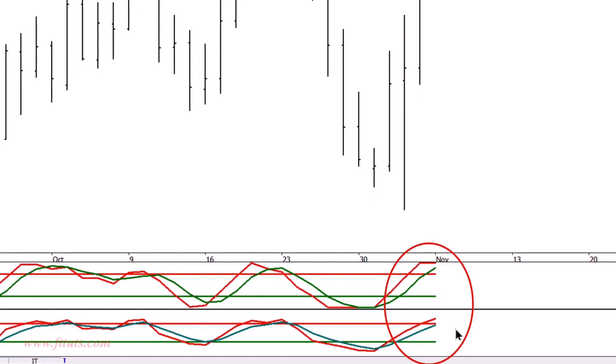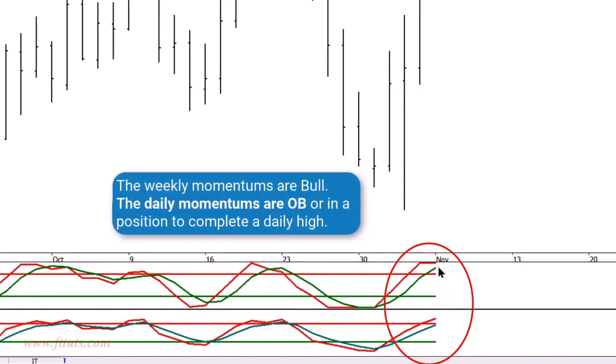They're both in the overbought zone. So if they're in the overbought zone, do we want to initiate a long trade on that bullish reversal in the weekly? Well, the answer would probably be no, given they're in the overbought zone, and that usually warns that this market is near at least what we call a daily high.